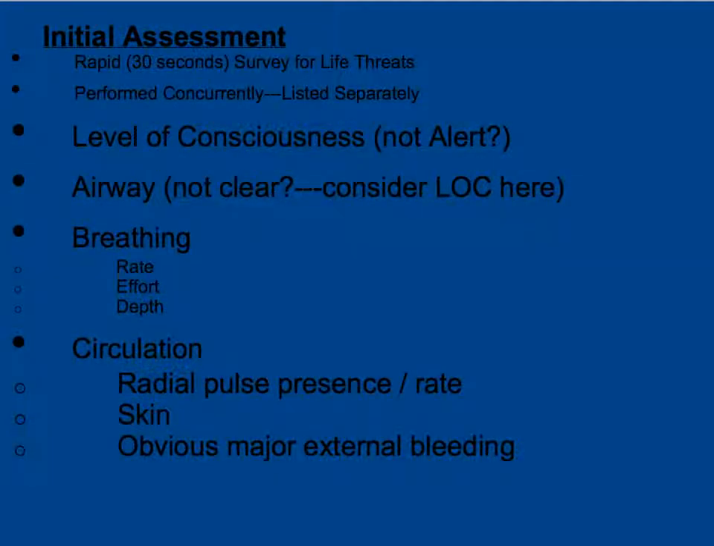And finally, a check of circulation is important. One of the easiest ways is to assess for radial pulse. The presence of a radial pulse gives you an idea that there's an adequate blood pressure. The absence of radial pulse then obviously means there's not an adequate blood pressure. Also check for the pulse rate.